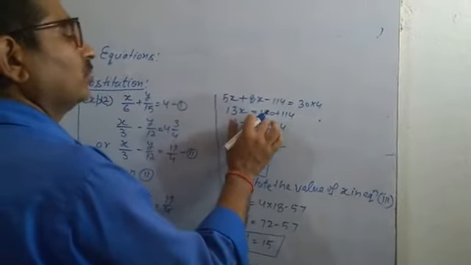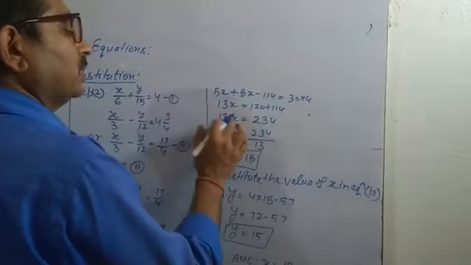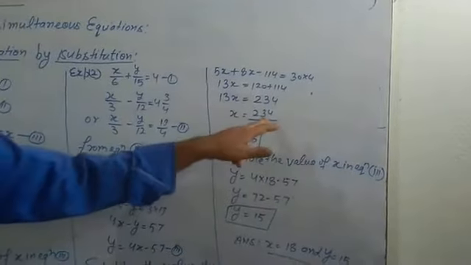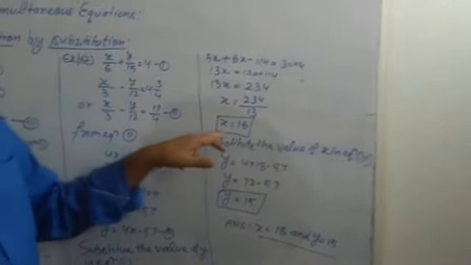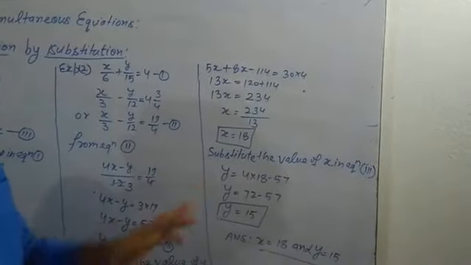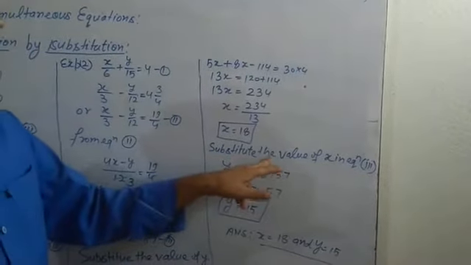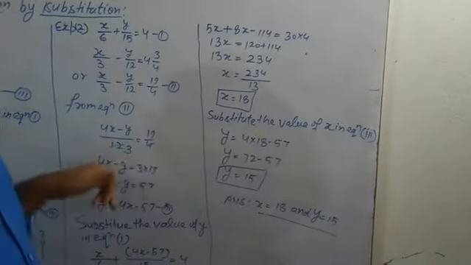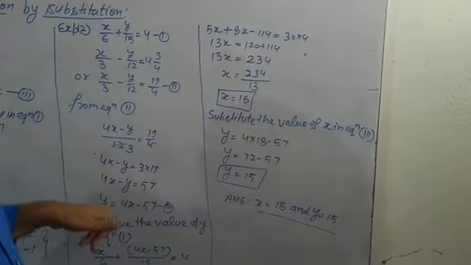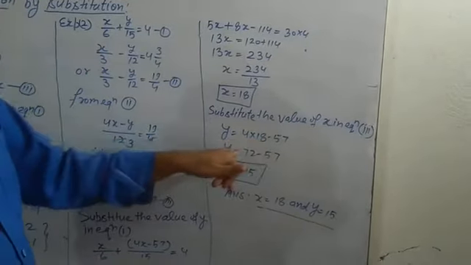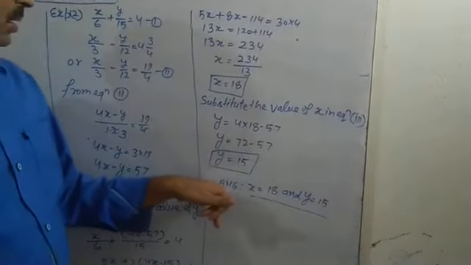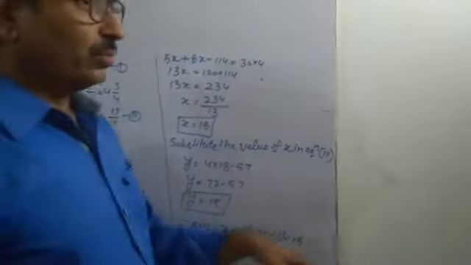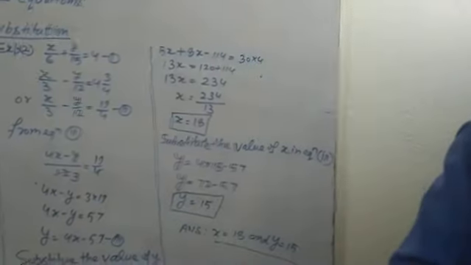13x equal to 120 plus 114, 13x equal to 234. x equal to 234 upon 13, x equal to 18. Substitute the known value of x in equation third. y equal to 4 into the value of x, 72 minus 57, y equal to 15. Answer: x equal to 18 and y equal to 15.